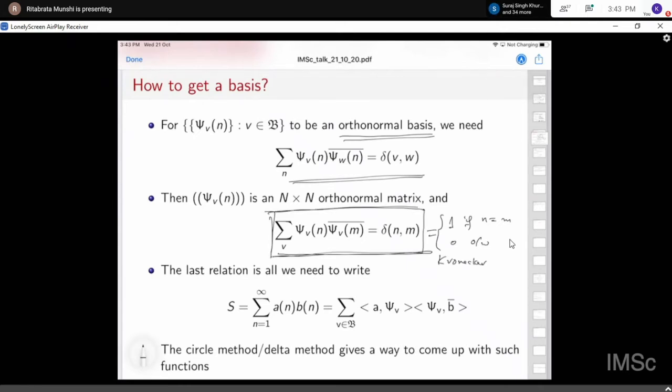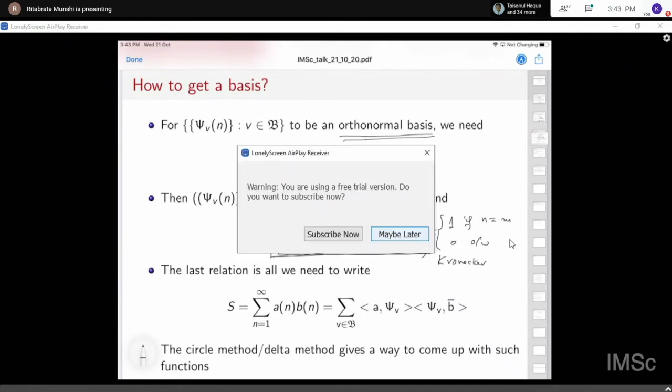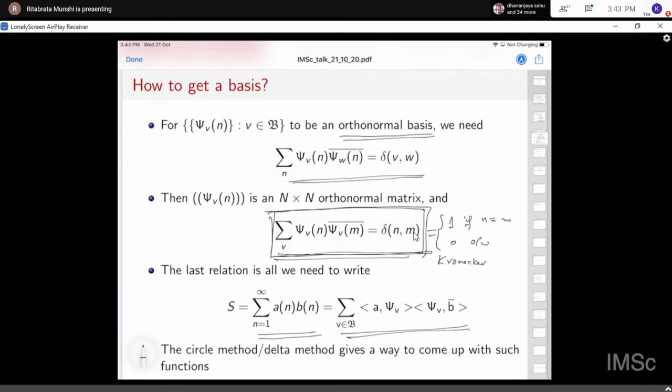Okay, so once we have a collection of functions psi v n which satisfy this relation, then we can write our original sum S in this form. Thinking about it as an orthonormal basis is a way of visualizing this procedure. So this is what we should mainly be looking at: trying to find functions for which we have such a relation. And one source of this type of function is the usual circle method, or the delta method.